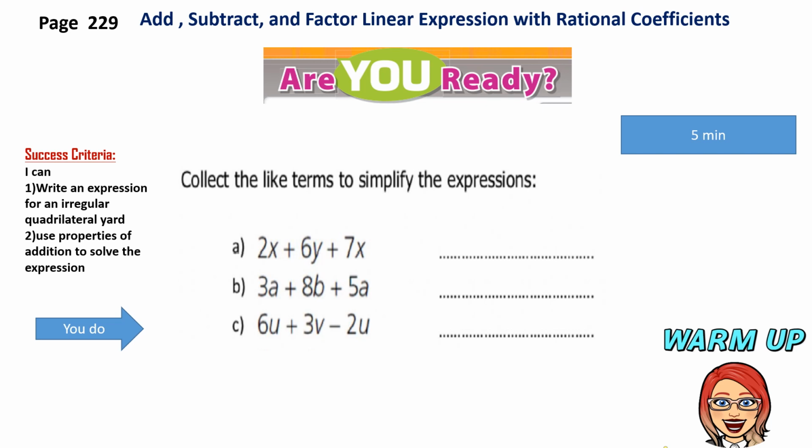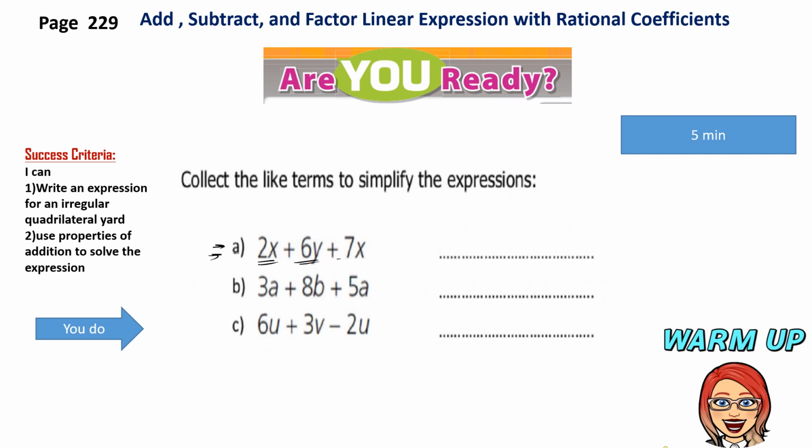Now, as we have studied already in the previous lesson, we can add only the like terms. It means x will be added with the x, y will be added only with the y. So let's look at the first question. Here we have 2x, here we have 6y. So 2x and 6y cannot be added.